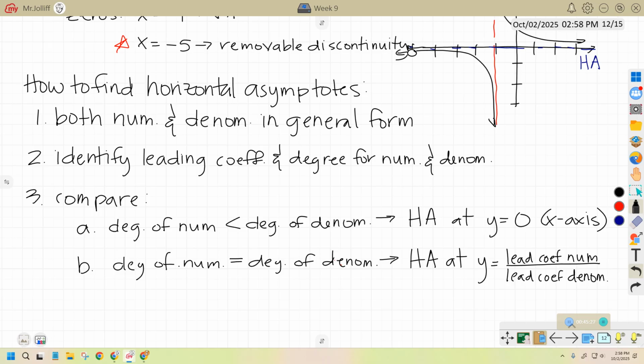Oh yeah, no, we'd be here all day. So degree is equal on top and bottom. I just want to pick off the leading coefficients. It's a constant. It's going to be a nice horizontal asymptote. Leading coefficient.